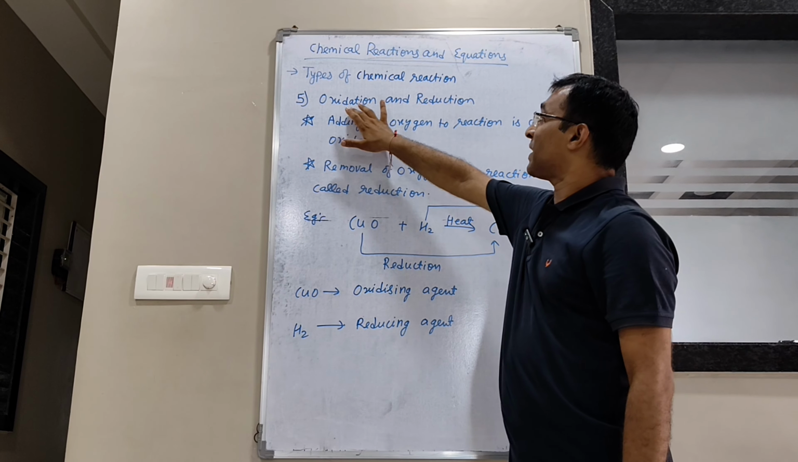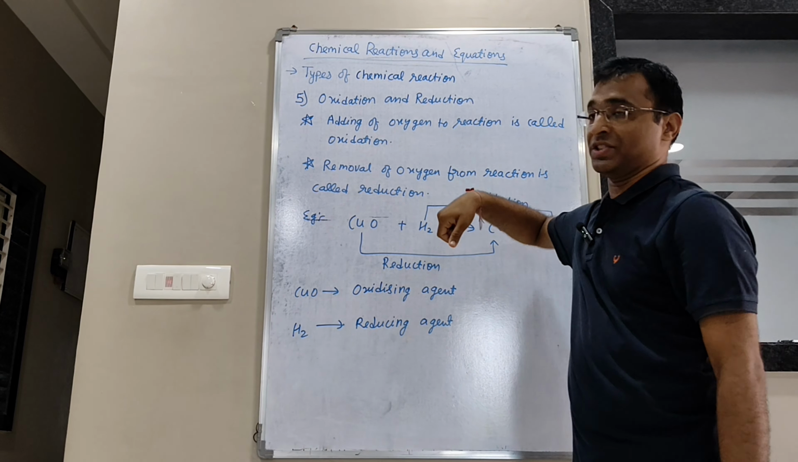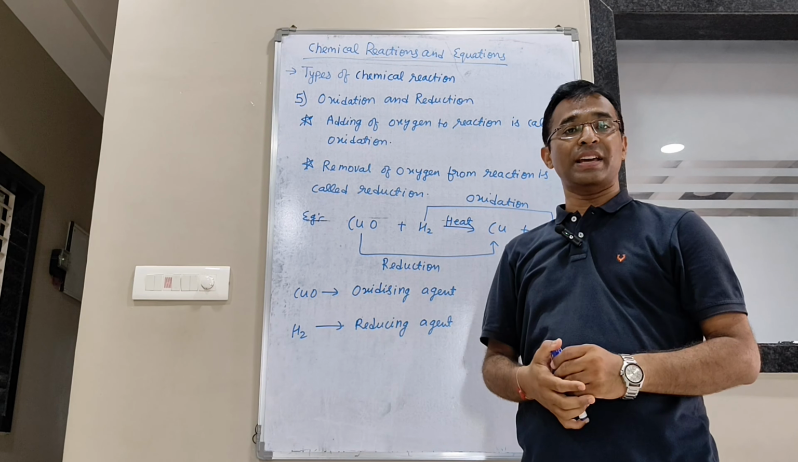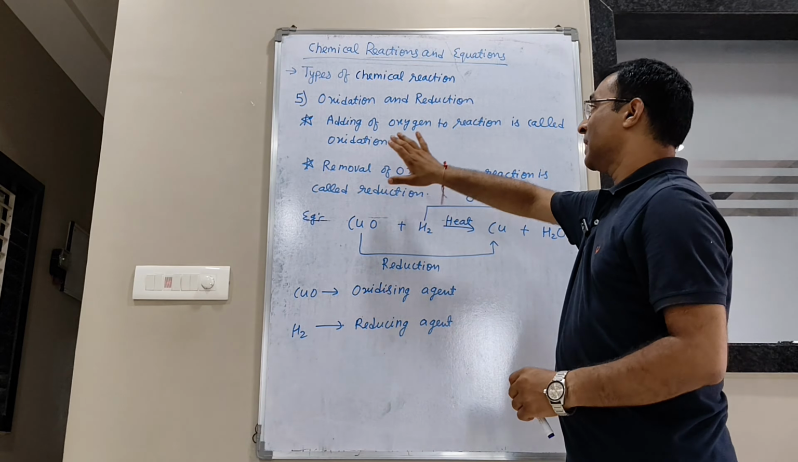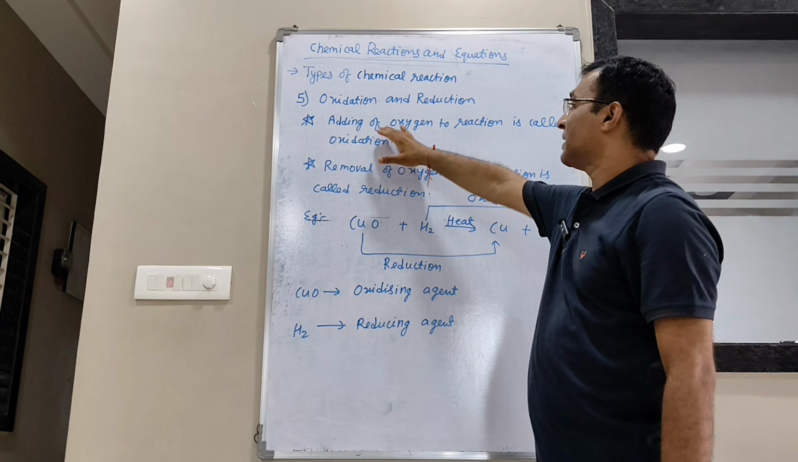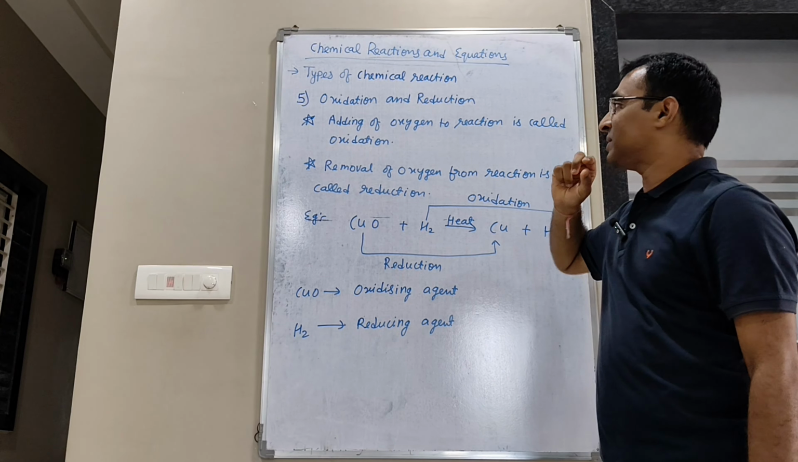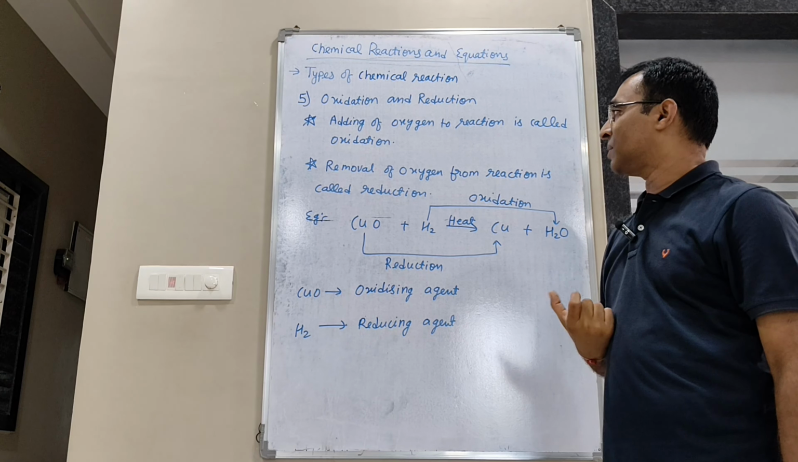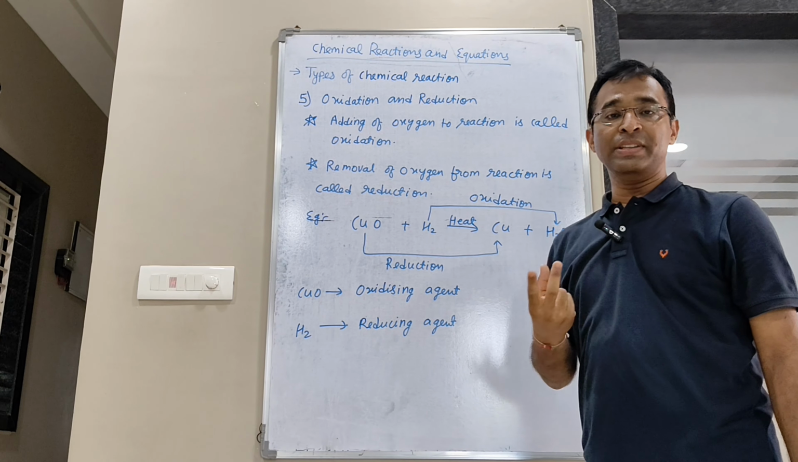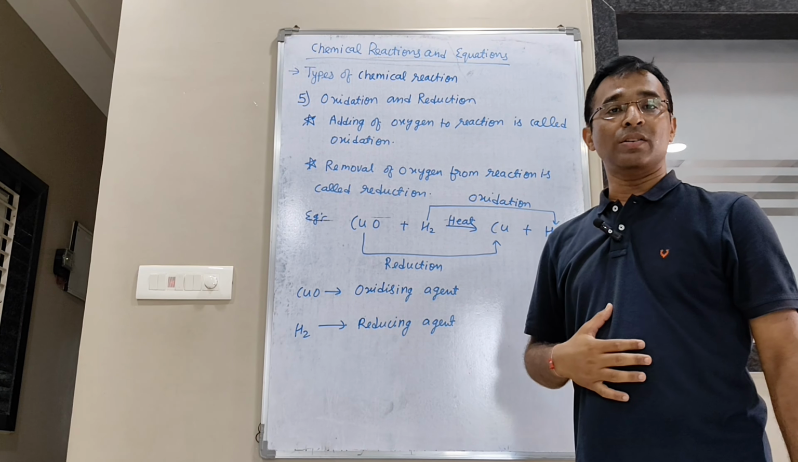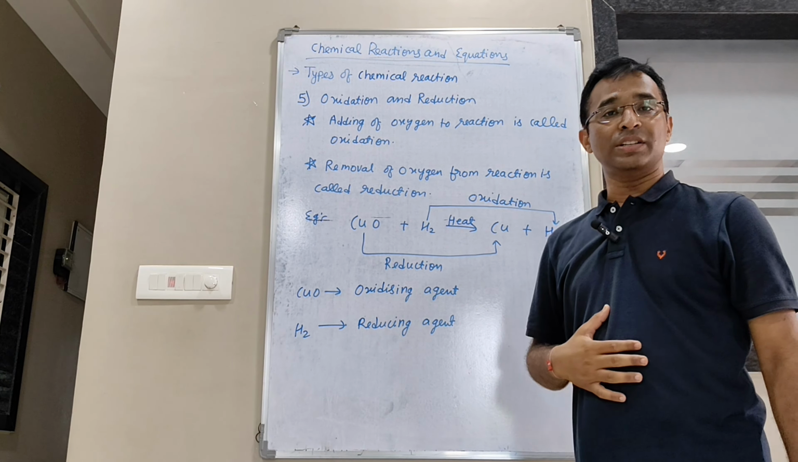The fifth type of chemical reaction is oxidation and reduction. Now this is a very important reaction as far as the CBSE exams are concerned. Let's see and understand how it works. First, adding of oxygen to a reaction is known as oxidation, and removal of oxygen from the reaction is called reduction. These are basically the two terms most commonly used in oxidation reduction reactions. Let's understand this with the help of an example.